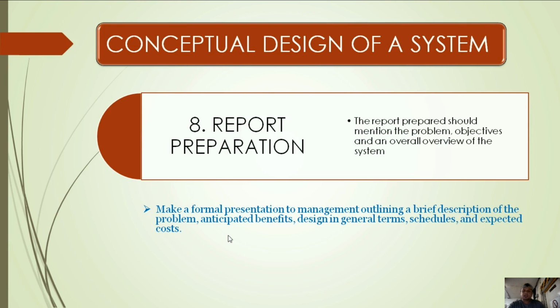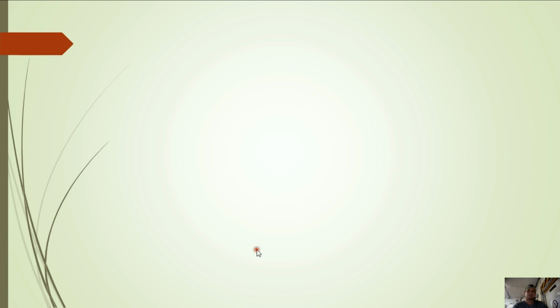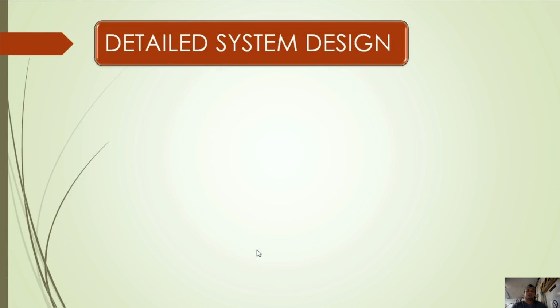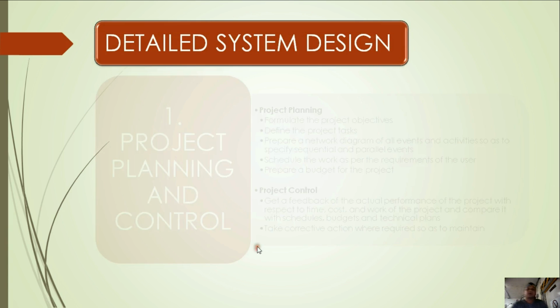So the company can see how the system will go and how they will release a budget for that. So these are the steps for the conceptual design of a system. Next is the detailed system design.